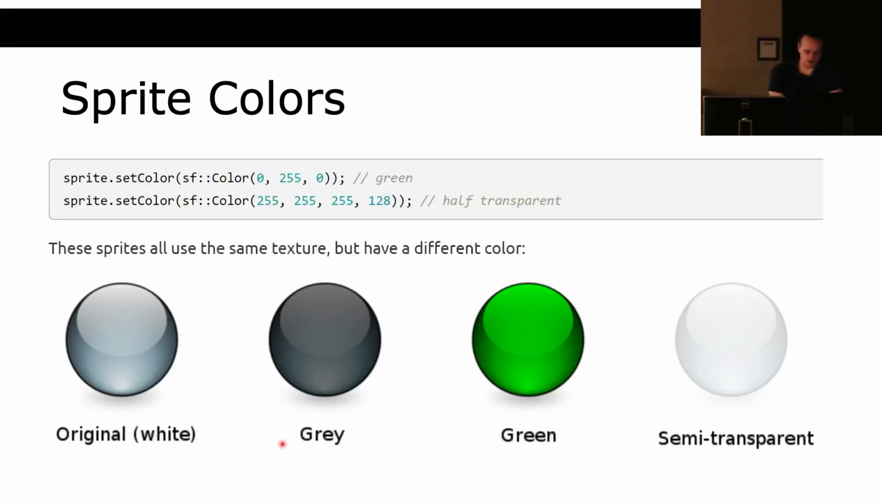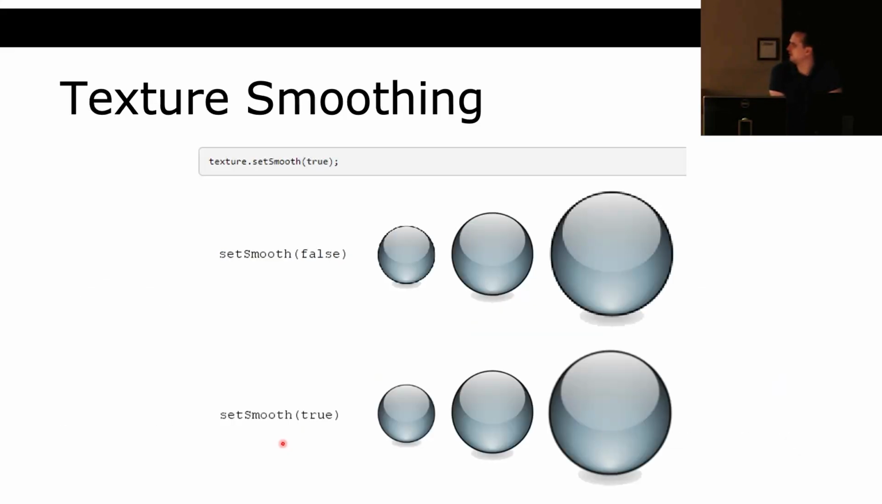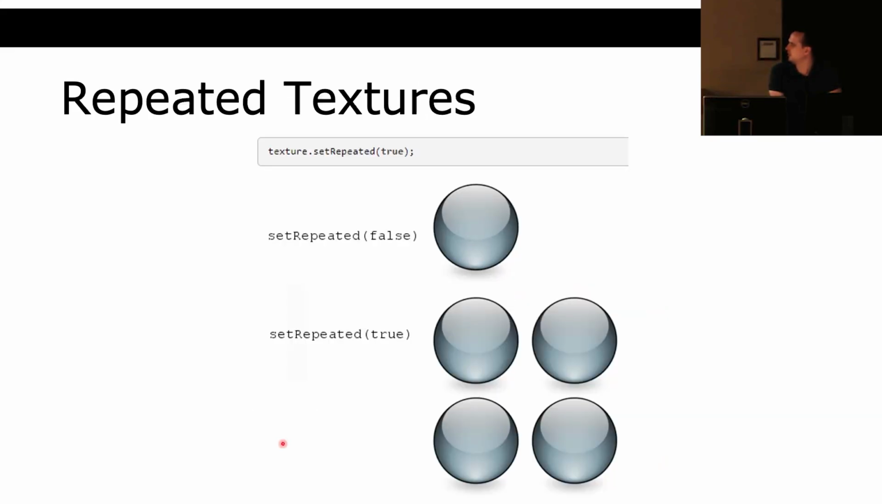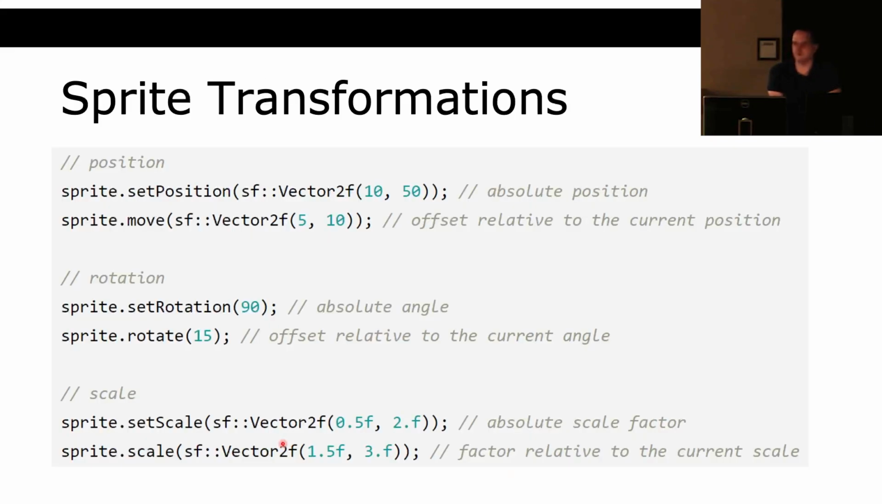Sprite colors and texture smoothing, I actually talked about these before, so I don't need to talk about those again. I did that in the SFML lecture. Sprite transformations: sprites can have a position set, you can move them, you can rotate them, you can scale them, so there's lots of things that you can do on sprites, but we've already talked about that. I'm going to get back into more texture stuff.